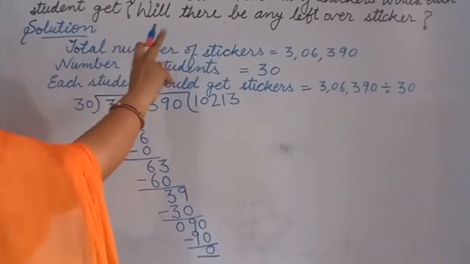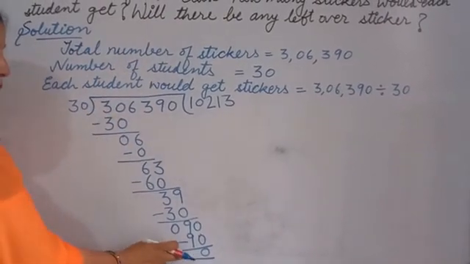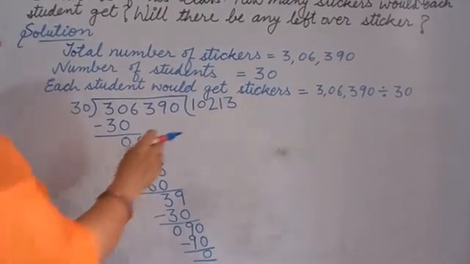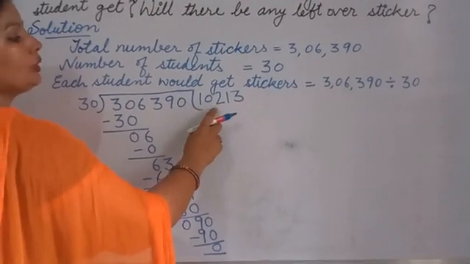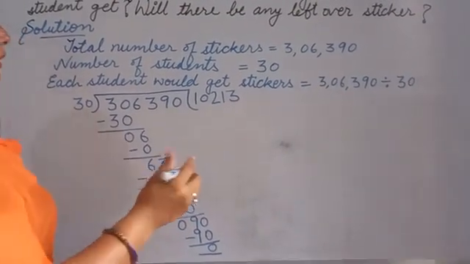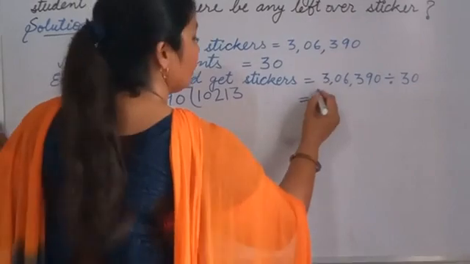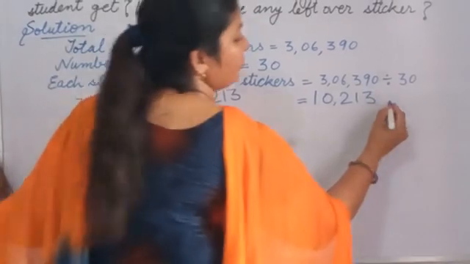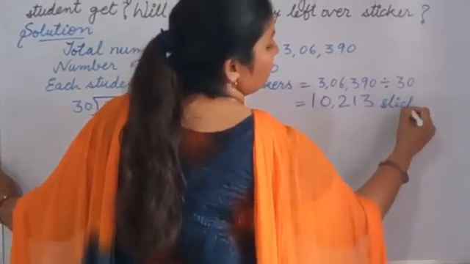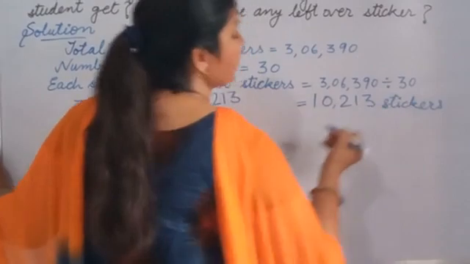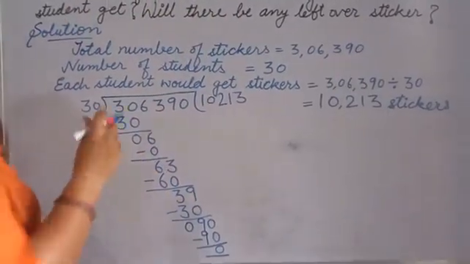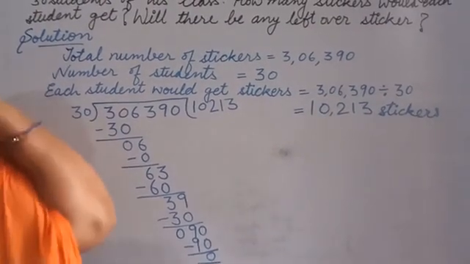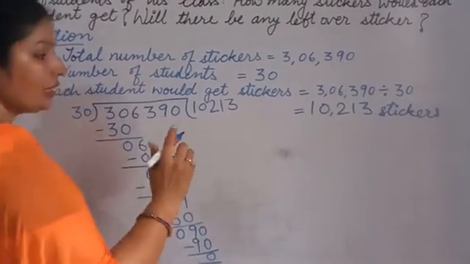Now is there any sticker left? They are asking will there be any leftover sticker? So no, 0 is left over. That means nothing left. So no sticker is left and each student will get 10,213 stickers. So we write here each student will get 10,213 stickers. Okay, these stickers will each student get. And now they are asking will there be any leftover stickers? So we write here no, there will be no sticker left.